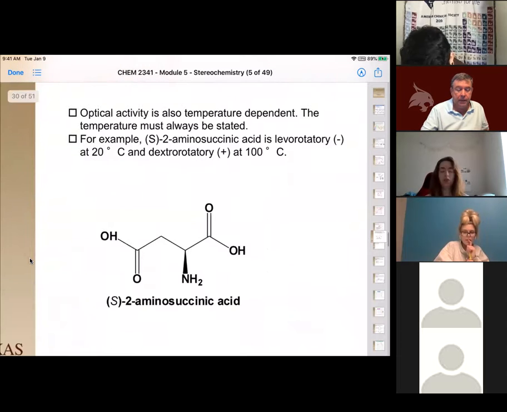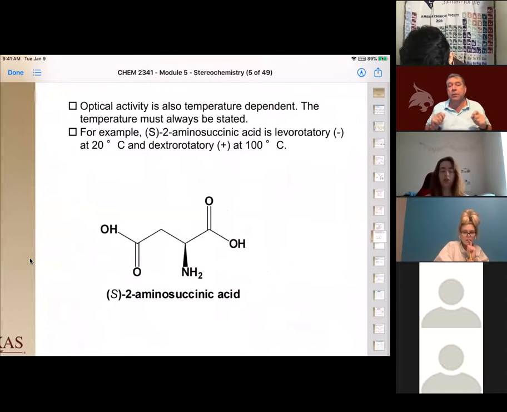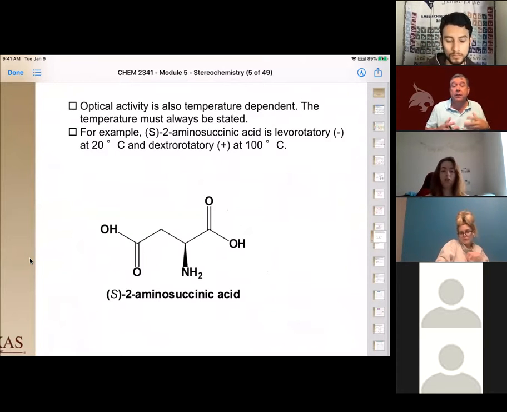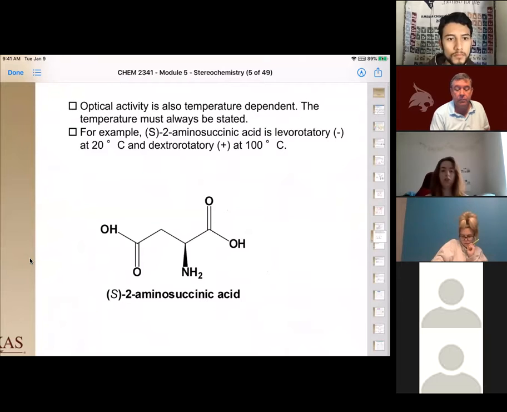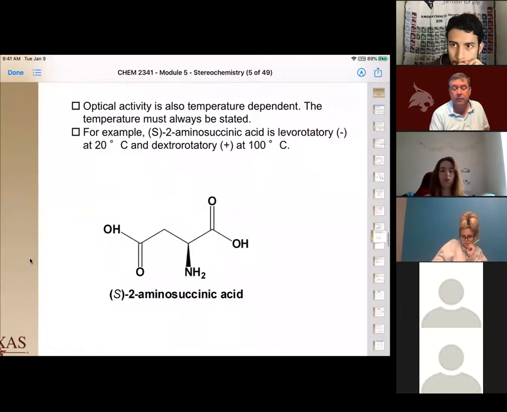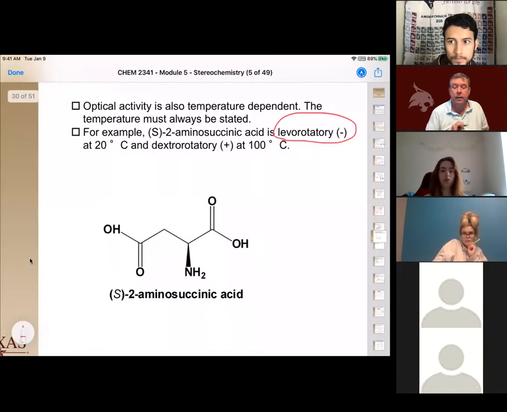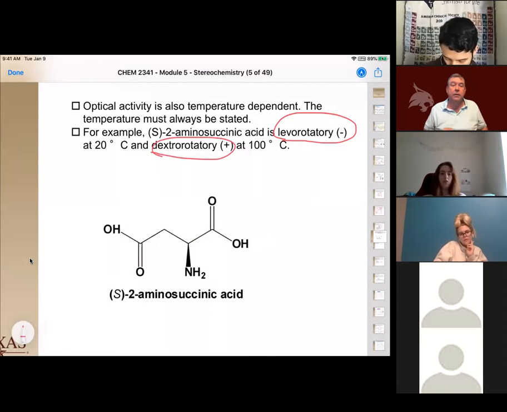But the temperature is also important. Some molecules, as you heat them up, have different bonding available to them. So this aminosuccinic acid here can hydrogen bond to itself and others. But as you heat it up, its interaction with the solvent changes a little bit. And so it goes from rotating it counterclockwise at 20 degrees to rotating it clockwise at 100 degrees. So that's why we always have to look at that temperature.